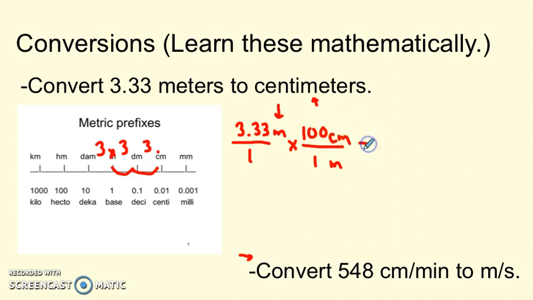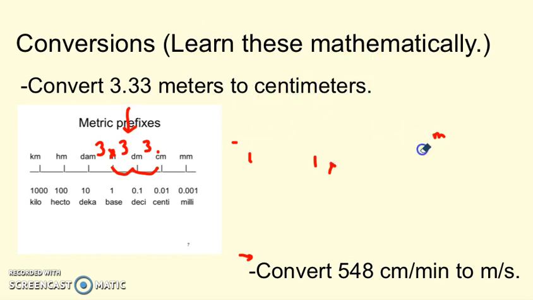From there, all you do is multiply across the top and put it over the fraction line, and across the bottom and put it under the fraction line. So we'll cancel these meters out, and you see what you're left with is centimeters. 3.33 times 100 is going to be 333 centimeters. I know this was more easily done the other way, but I want you to learn how to do these mathematically so you can do ones like this. So why don't we erase this and we can do one like that.